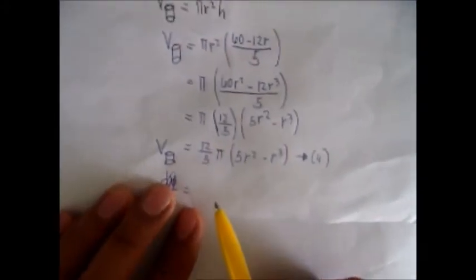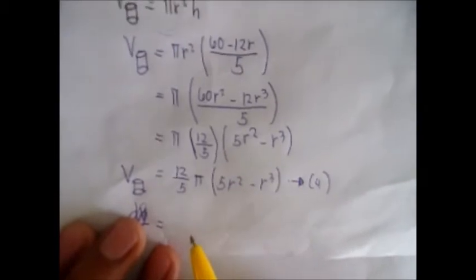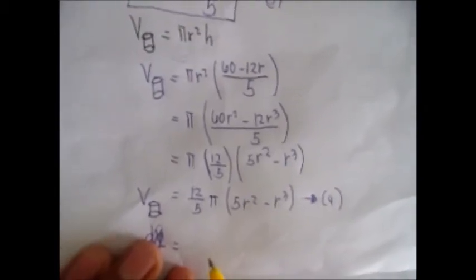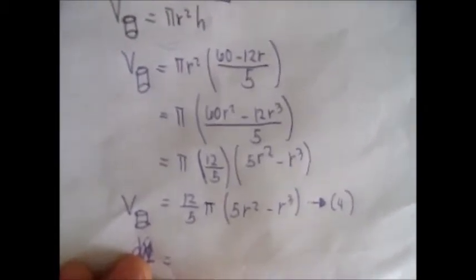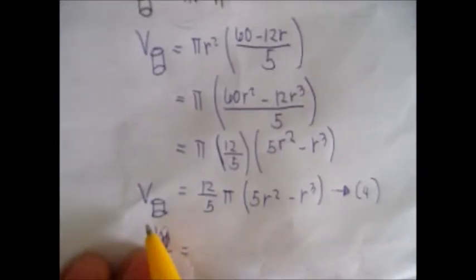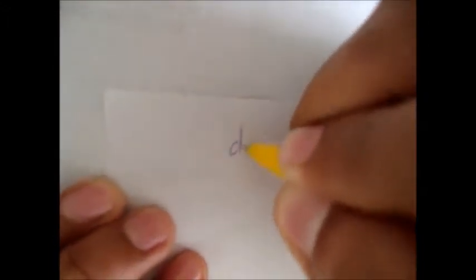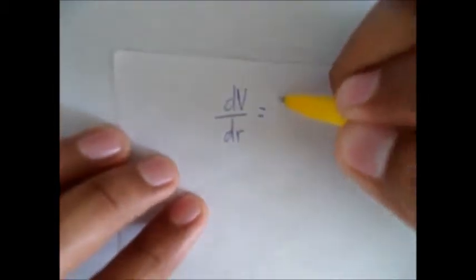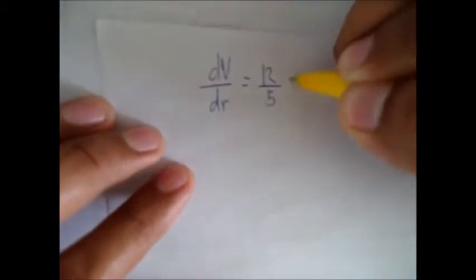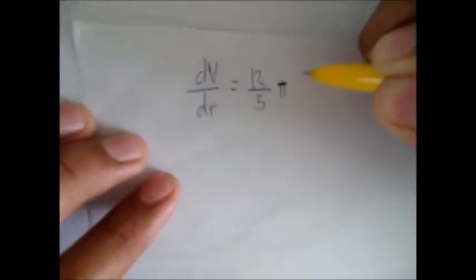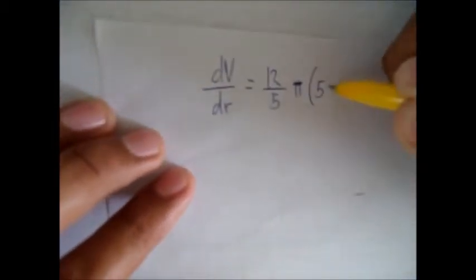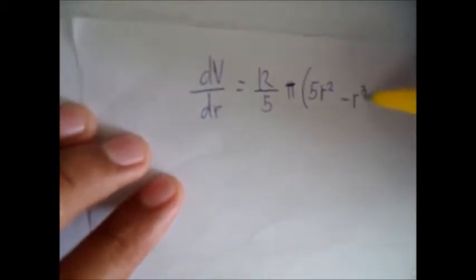Since we wish to find the radius and the height, and the radius of our cylinder should not exceed the radius of the cone, we will find our interval from the first derivative. So we need to find here equation number 4, the first derivative with respect to the radius. dV over dr is equal to 12 over 5 pi times 5r squared minus r cubed.